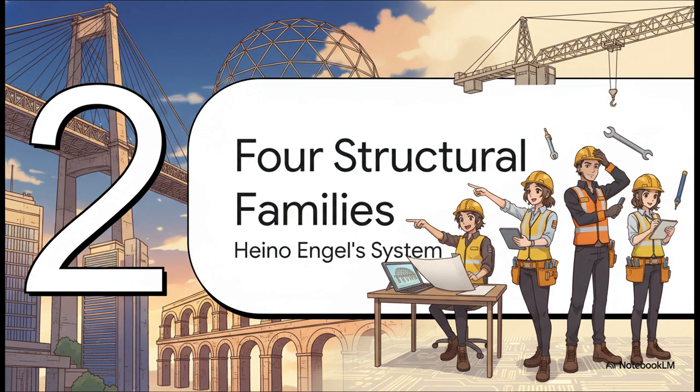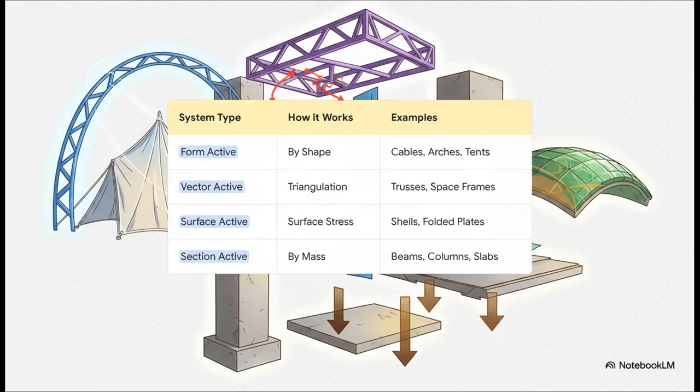So, how do engineers actually bring this big idea to life? Well, they have this incredibly powerful toolkit, a set of 4 structural families that can be used to create almost any building you can possibly imagine. So, this chart lays out the 4 fundamental systems for us: form active, vector active, surface active, and section active. Now, what really unites all of them is how they solve the exact same problem, getting the building's load, its weight, safely all the way down to the ground.